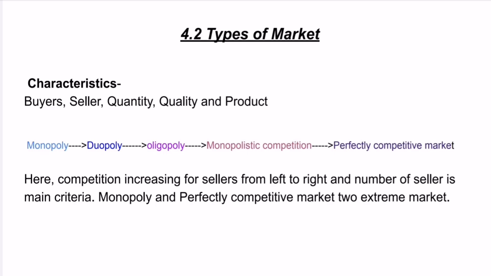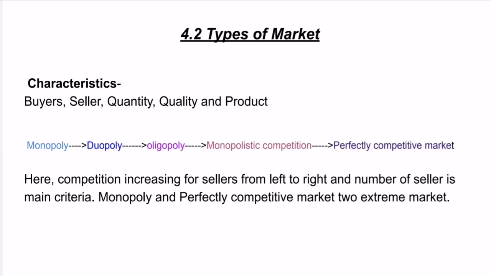We will see a flow chart where we can see various types of markets. The chart is made on the basis of number of sellers, and here we can see monopoly, duopoly, oligopoly, monopolistic competition and perfectly competitive market. Here competition increases for sellers from left to right, and number of sellers is the main criterion. Monopoly and perfectly competitive market are two extreme markets.